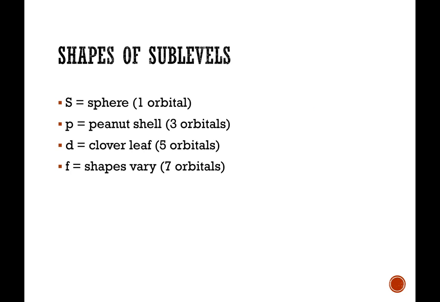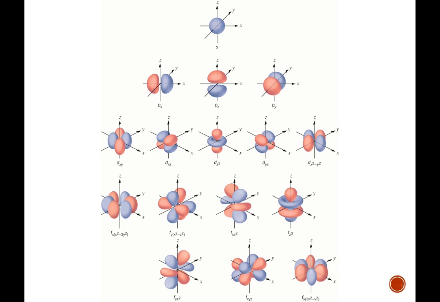So S is a sphere, P is kind of a peanut shell, D is kind of a clover leaf, and then F shapes vary. So that's what these are. This is the S, P, D, and F. And so this is orbital 1, orbital 2, orbital 3 of P, orbital 1, 2, 3, 4, 5 of D, etc. That's why there's multiple of P, D, and F. But again, don't worry about the shapes too much.